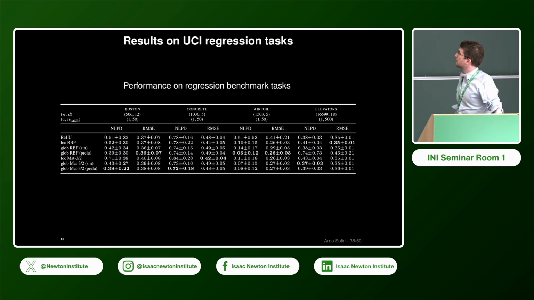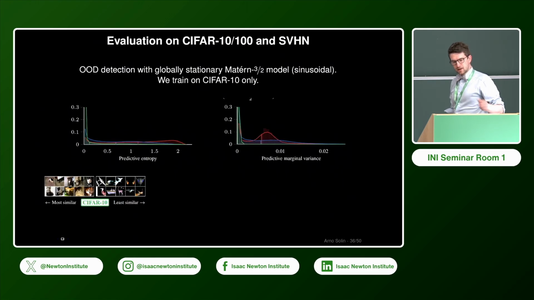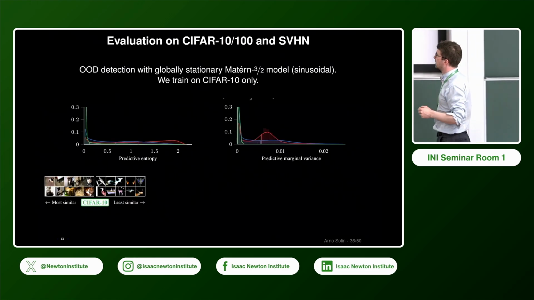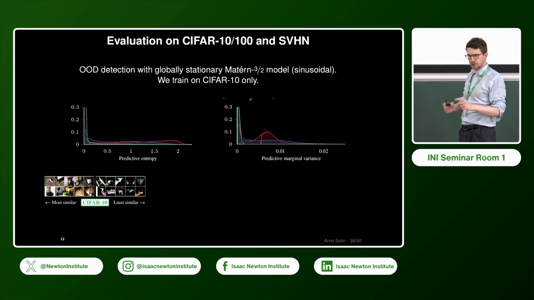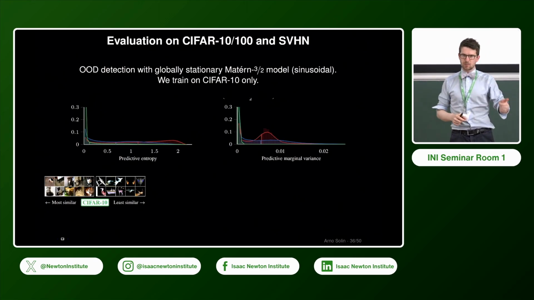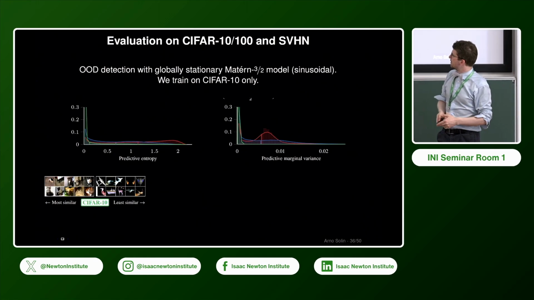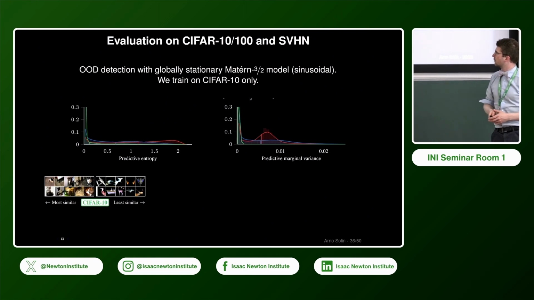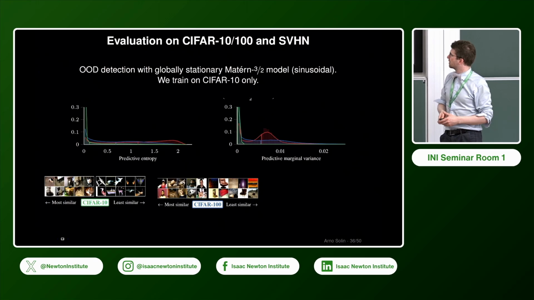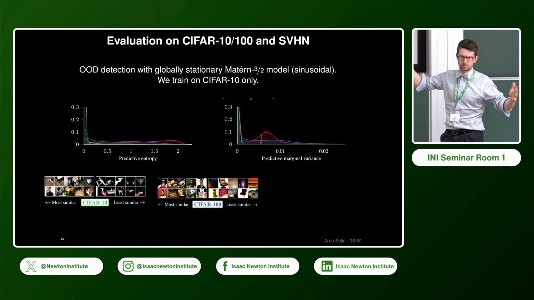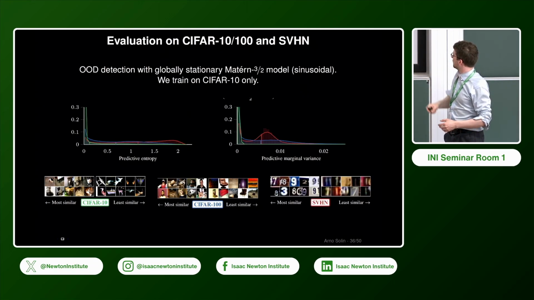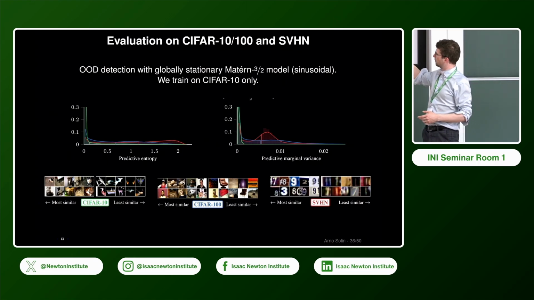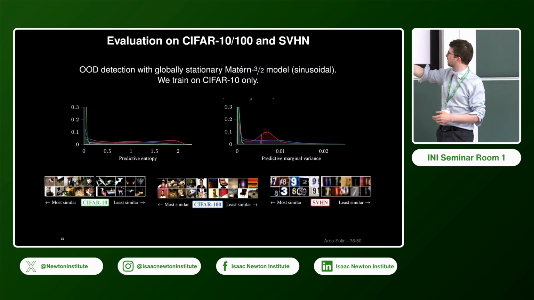We also ran experiments on small scale UCI regression tasks. That's maybe not that interesting. We evaluated on images. We trained on the CIFAR-10 dataset. It consists of small images that come from 10 different classes, like some animals and airplanes and things. And then we tested both on the test set of the CIFAR-10 dataset as well as on the test set of the CIFAR-100 dataset that just has more different classes covered, and then on the street sign dataset that is more out of distribution compared to the CIFAR datasets.